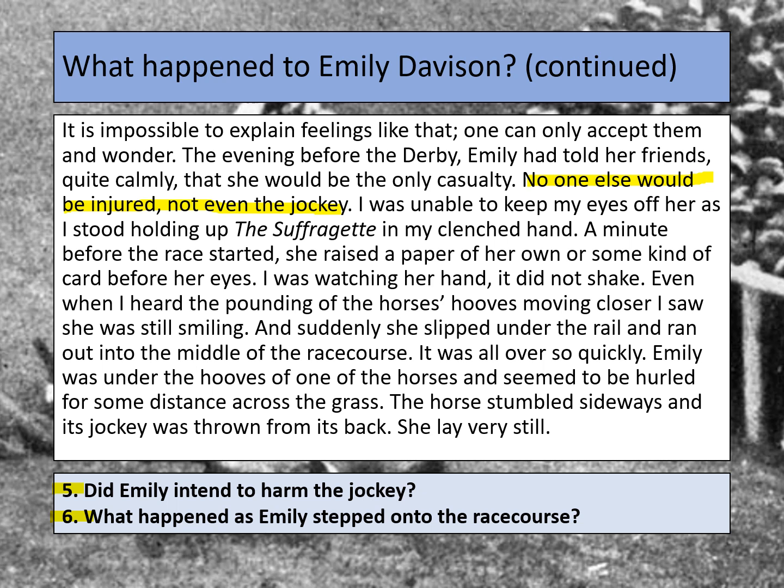For this bit here, it says that she slipped under the rail and ran into the middle of the race course, which actually is quite different to what we saw in the video. It wasn't really the middle. I think she was more at the side, isn't she? It's all over so quickly. It says that Emily had fallen under the hooves of one of the horses and seemed to have been hurled for some distance across the grass, and then she lay very still. So in terms of what happened to Emily once she stepped onto the race course, they're the few key points that you could use to help you answer that question.